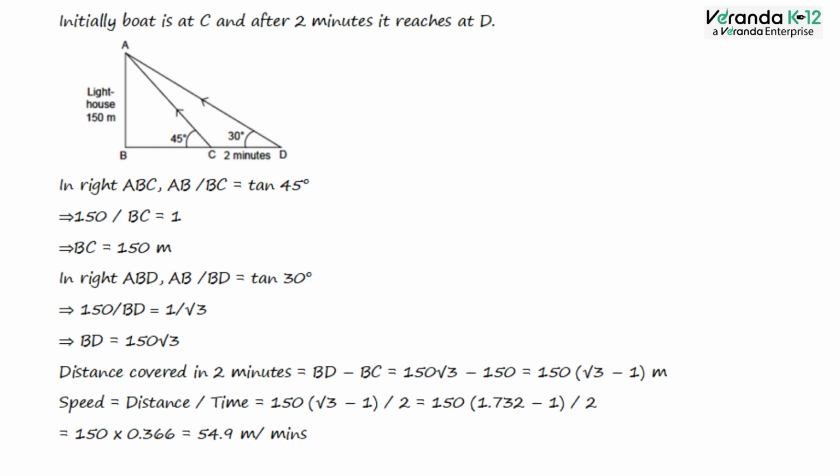Distance covered in 2 minutes is equal to BD minus BC, that is 150 root 3 minus 150, which is equal to 150 into root 3 minus 1 meter. We have speed is equal to distance by time, that is 150 into root 3 minus 1 divided by 2, which is equal to 150 into 0.366, is equal to 54.9 meter per minute.